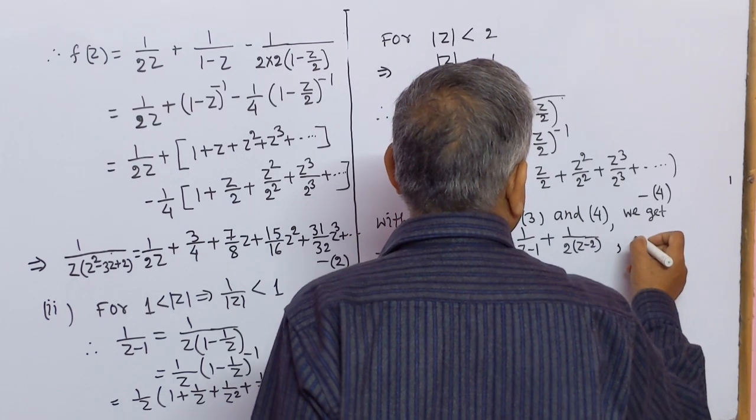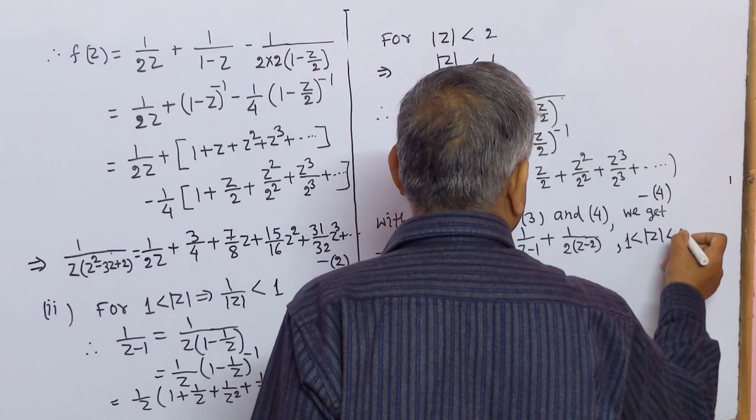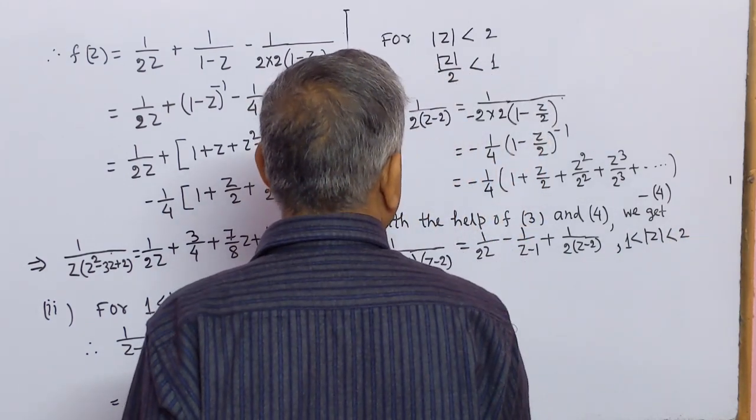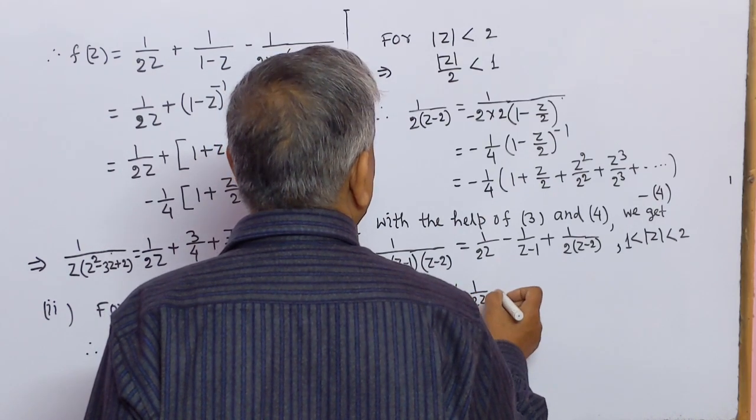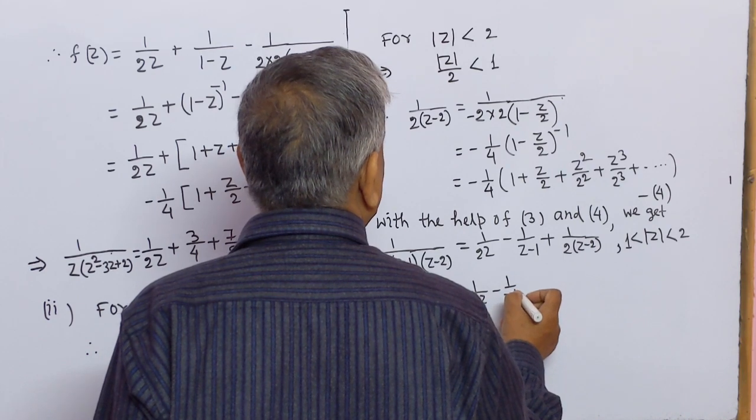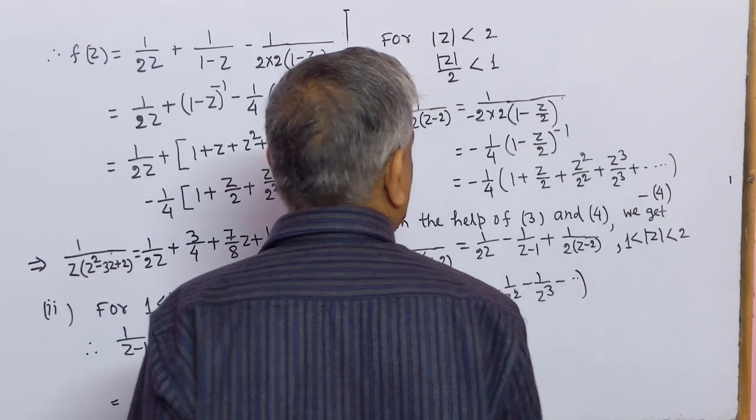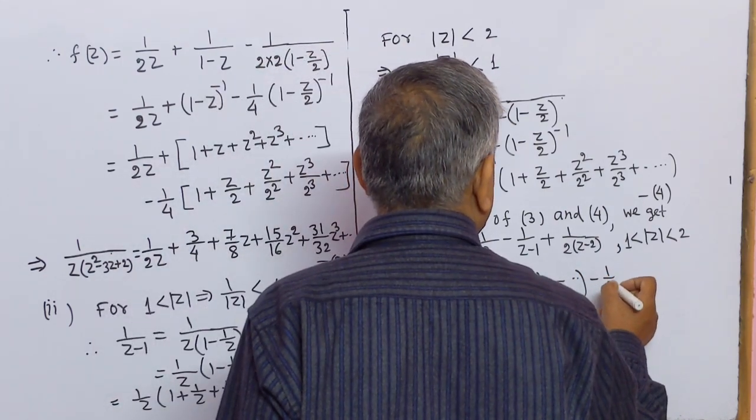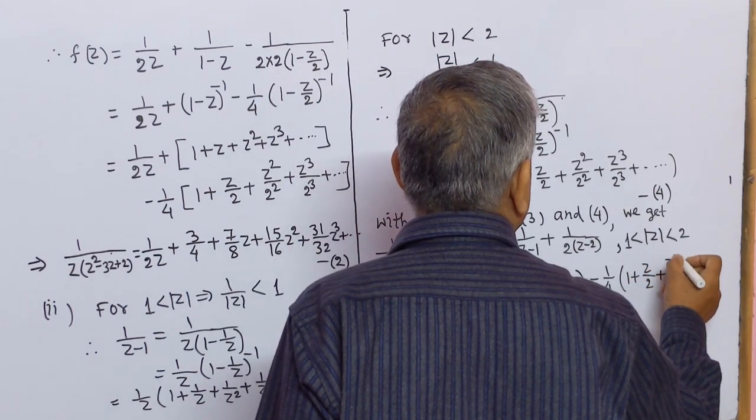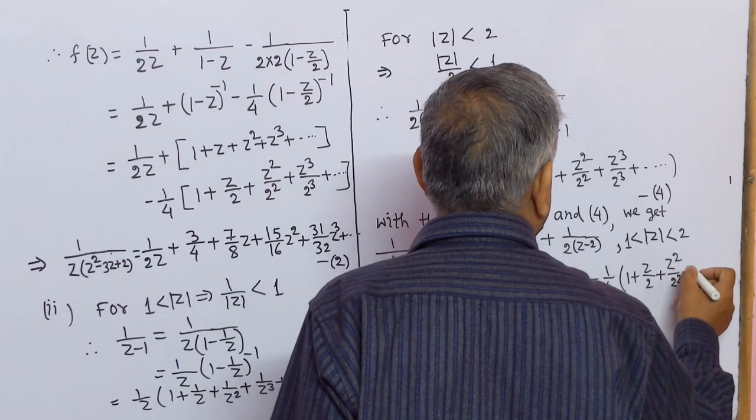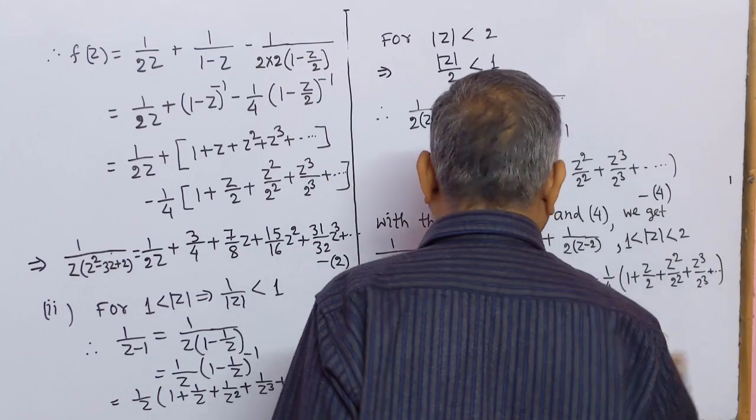For modulus of z greater than 1 less than 2, equal to minus 1 by 2z minus 1 by z square minus 1 by z cube minus dot dot dot dot minus 1 by 4 into 1 plus z by 2 plus z square by 2 square plus z cube by 2 cube plus dot dot dot dot.